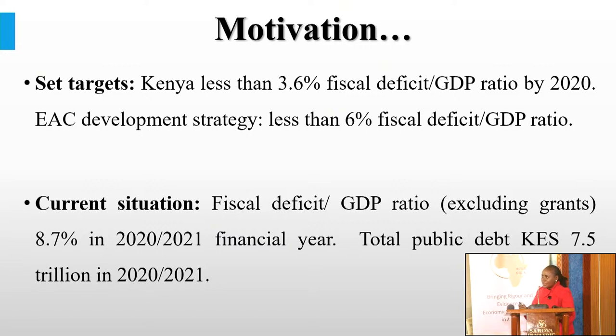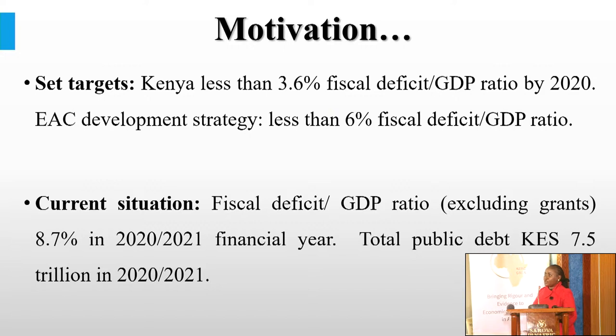When you look at the East African community in general, they've also set their development strategies, and one of the targets is about the fiscal deficit to GDP ratio, and it is expected to be less. In fact, it is less than 5%. I believe that was a typo there. Should be less than 5% of the GDP.